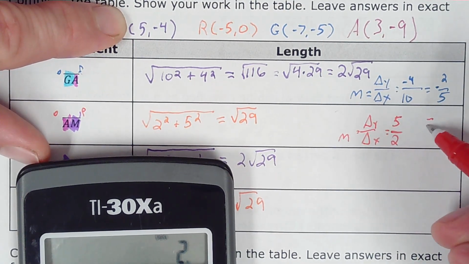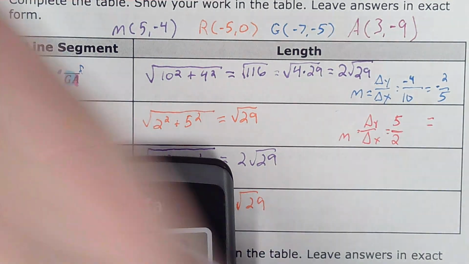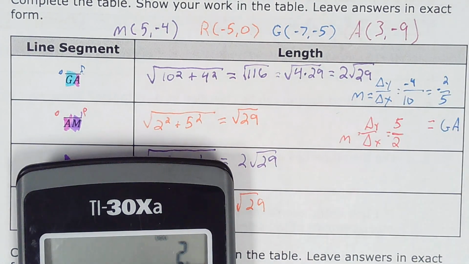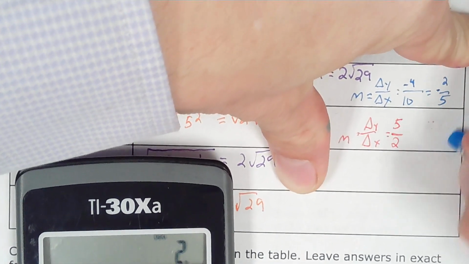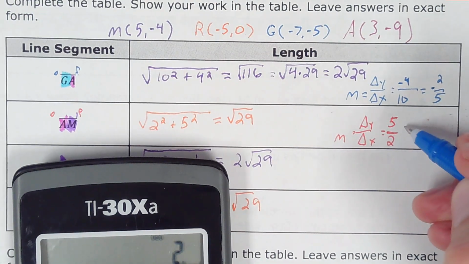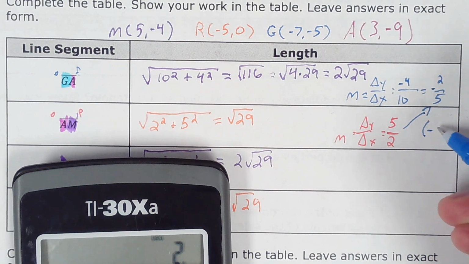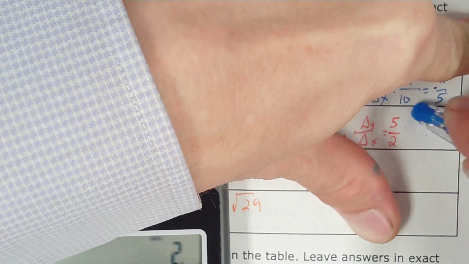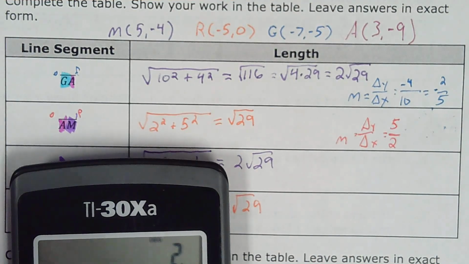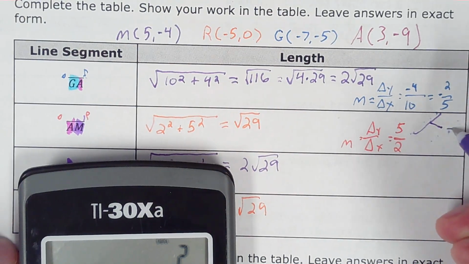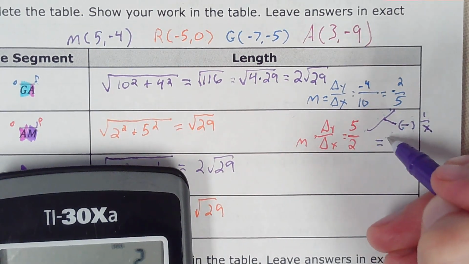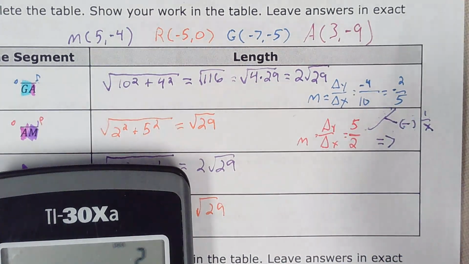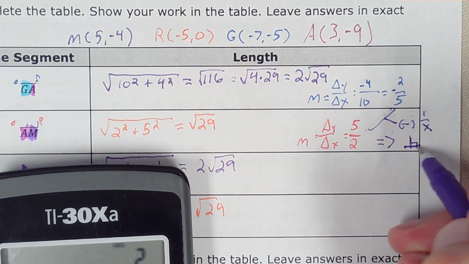So I can say, therefore, GA, I'm going to make that blue, GA, this is a negative, maybe I need a different color, make it purple. These are negative reciprocals. Negative reciprocals, therefore, they are perpendicular. Therefore, they're perpendicular.